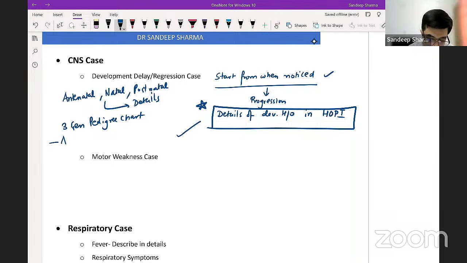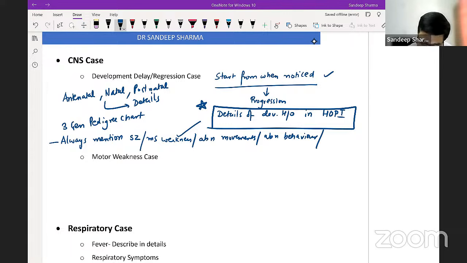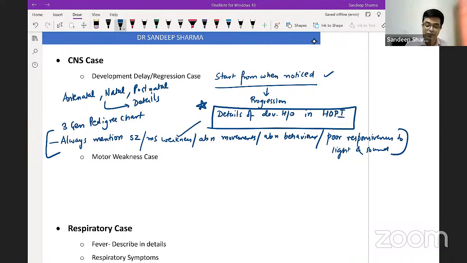And always mention about presence of any seizures, presence of any muscle weakness, presence of any abnormal body movements, presence of any abnormal behavior, and presence of any poor responsiveness to light and sound. So always mention these points also. These are the negative histories that you need to take in these patients. You need to mention about all of this.